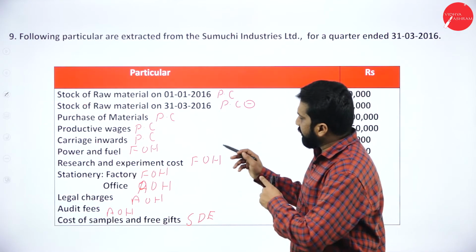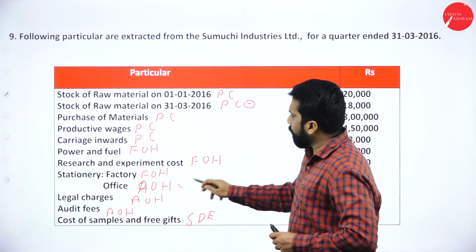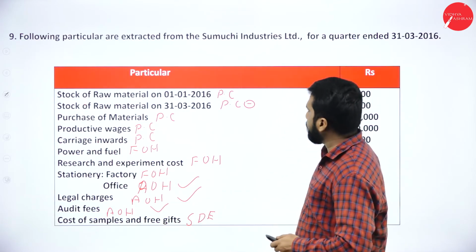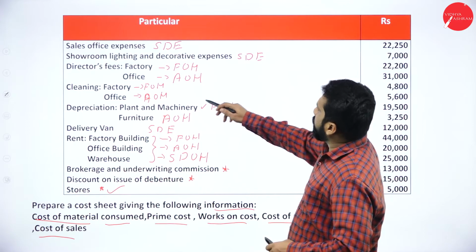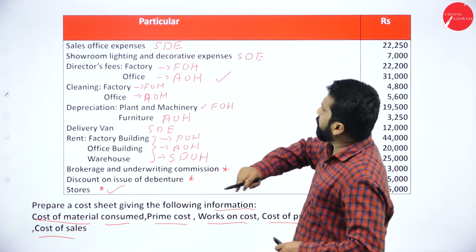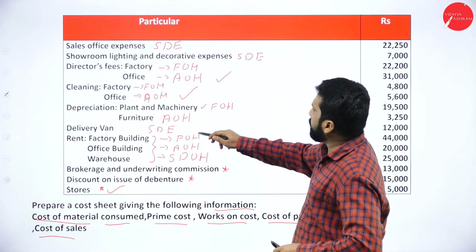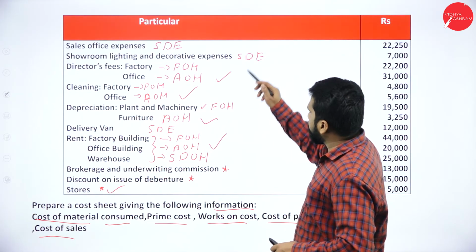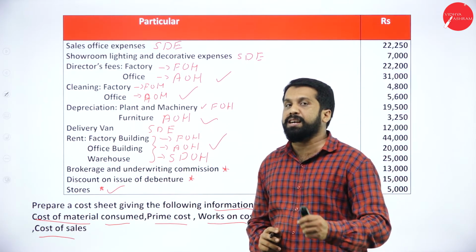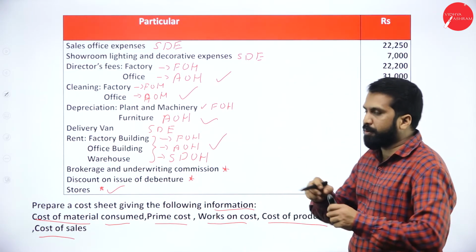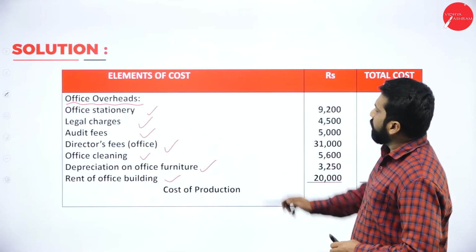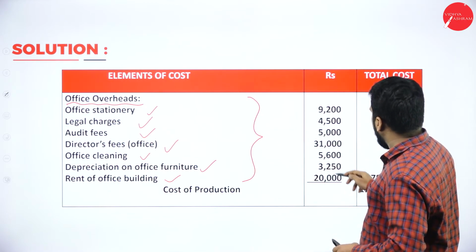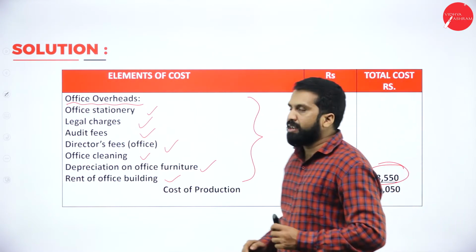As per your question, see, is there any office stationery, office legal charges, office audit fees, then your director fees, office cleaning charges, depreciation on office furniture, office rent. So these are the expenditures which come under office. These things we have taken and copied. So these are the office related expenses. Add everything. After adding, you got 78,550.